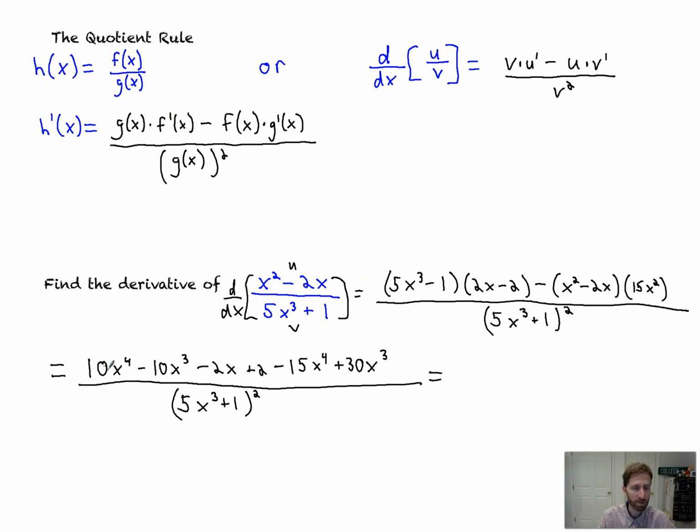Let's combine all the like terms. 10x to the fourth minus 15x to the fourth is minus 5x to the fourth. Sweet. So that's done. I like to put check marks there and there. Minus 10x cubed plus 30x cubed is plus 20x cubed. Well done. Minus 2x plus 2. Excelente. All over 5x cubed plus 1 squared. Just leave it like that and you're good. That's it. That's the quotient rule.